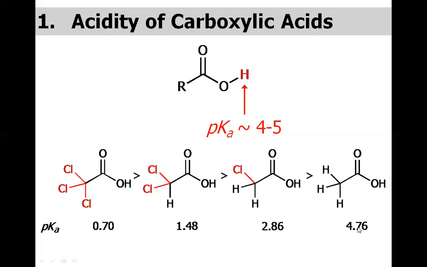So 4.76 pKa drops to 2.86 pKa if we have one chloro group attached. And if we have further chloro group attached, that is 2 chloro, the pKa value further drops from 2.86 to 1.48. And if we have 3 chloro groups attached, we have a further drop in pKa value to 0.70. So this drop in the pKa value is a result of the increasing number of halogens which are electron withdrawing in nature.